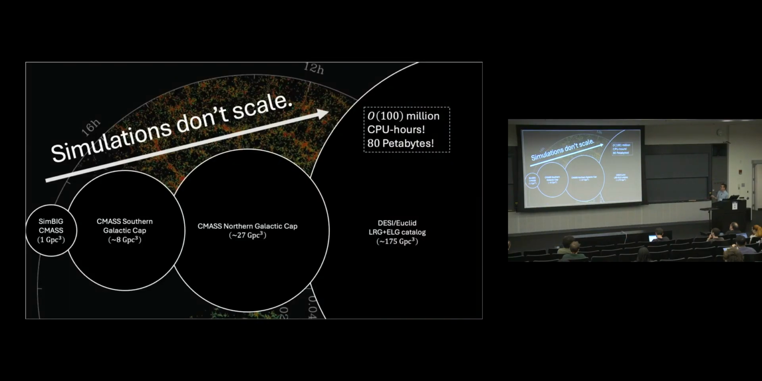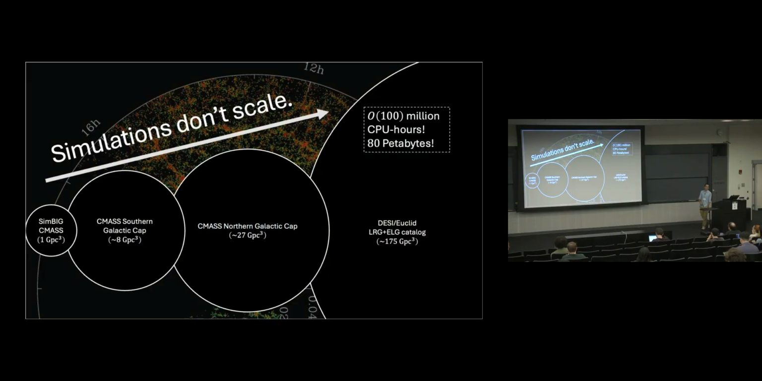However, the problem is that this is the last time this will be done, right? So this SIMBIG analysis was done on a volume of about a gigaparsec, right? But the data that we observed even 10 years ago is on the order of 8 or 27 times the size of the data set that was used for the SIMBIG analysis, right? And then if you want to scale to the data that's coming out now from DESI and Euclid, it's an order of magnitude bigger than that, right?